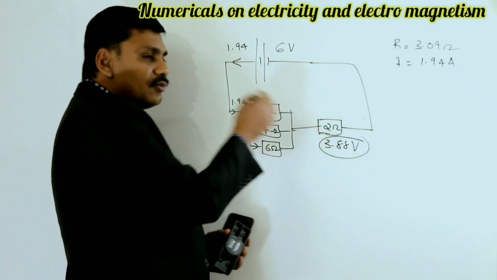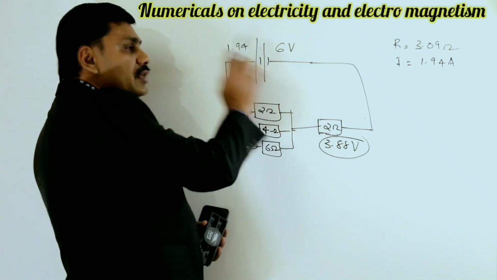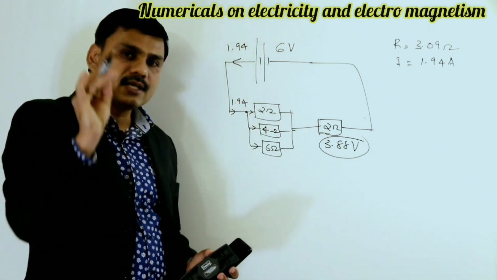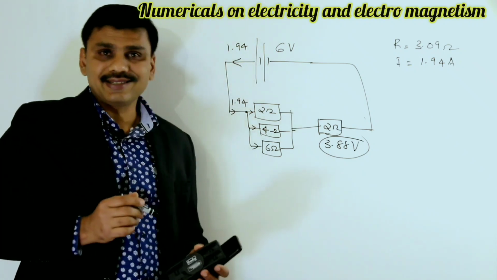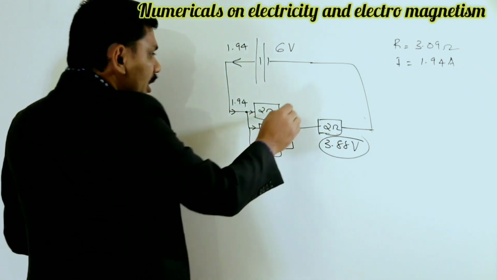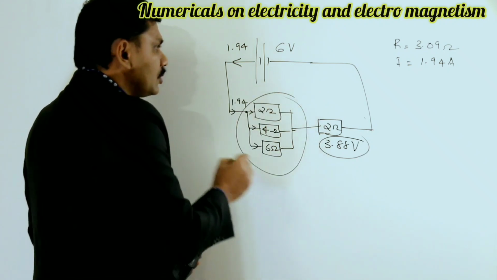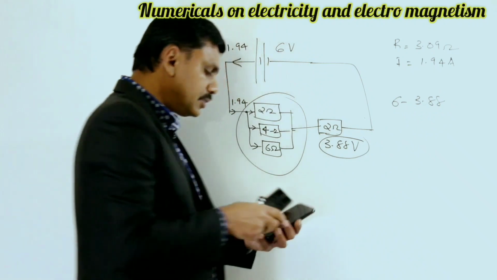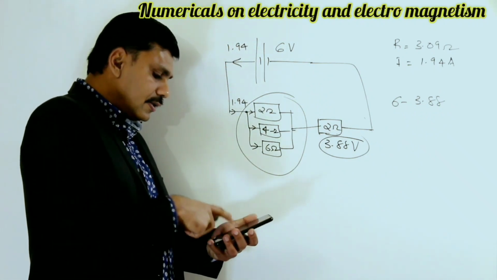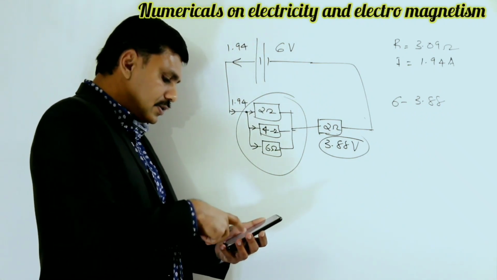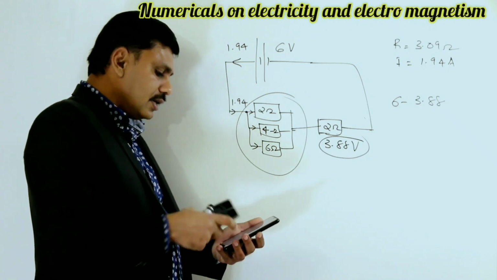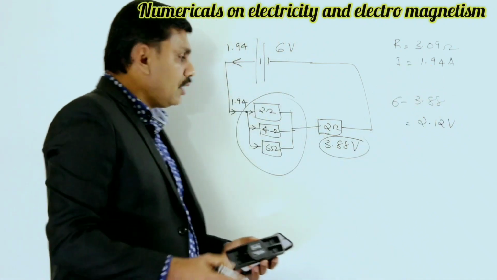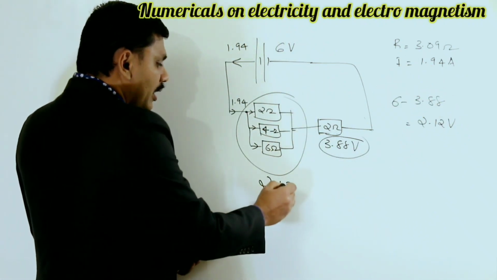So this 3.88 volt comes from the total voltage, 6 volt. From where is it getting 3.88 volt? From the total voltage 6. Okay. So the remaining voltage comes here. What is the remaining voltage? 6 minus 3.88, it will be 2.12 volt. So 2.12 volt comes here.